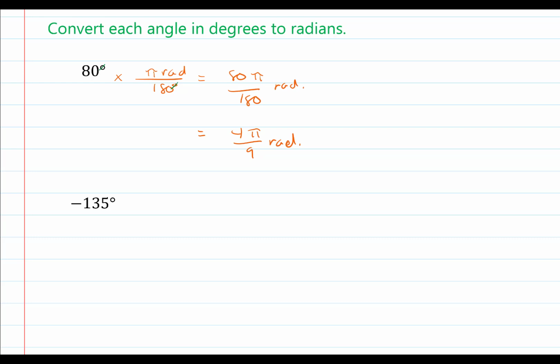Let's now go to the second problem where we have negative 135 degrees. We're going to multiply by the same identity ratio, so pi radians over 180 degrees. And again, we would reduce by the common unit of degrees in both the numerator and denominator. Then multiplying across, we will get negative 135 pi over 180 radians. From here, we would go ahead and reduce, and reducing, we will get negative 3 pi over 4 radians.